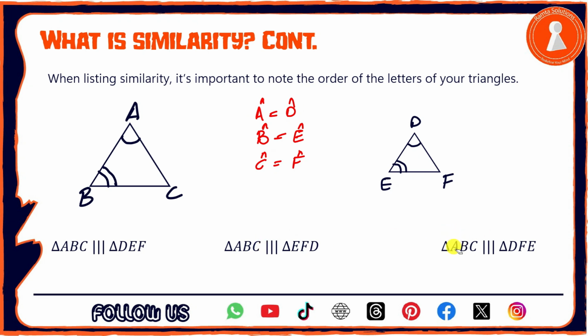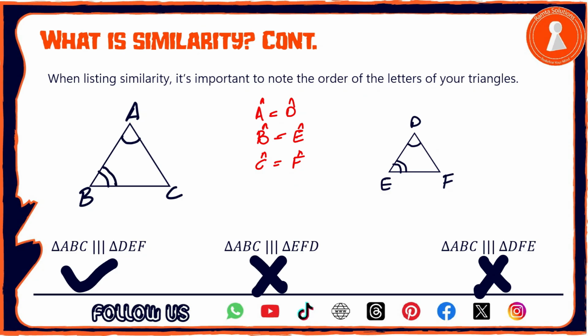Now let's look at this one. Angle A is equal to angle D. That's correct. Oh, wow. Angle B is equal to angle F. That's not what we said here. So which one is correct? The first one is indeed correct, and the rest are incorrect. And this is how you list the letters of your triangles, or the vertices of your triangles.